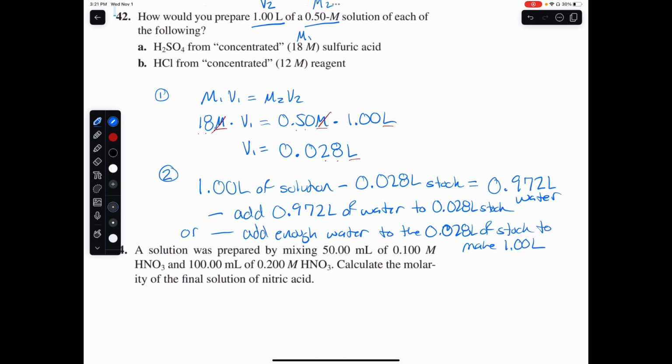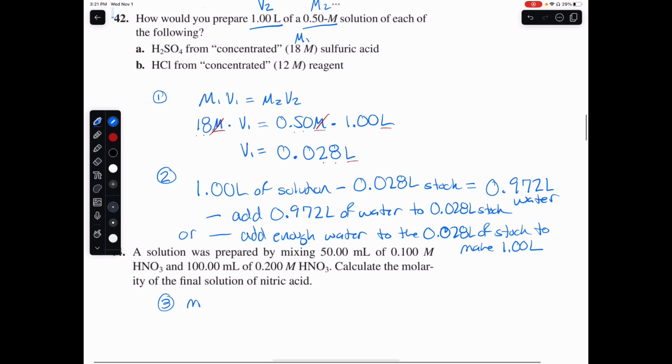Either one is fine for step 2 of the answer, but it's mandatory. And then step 3 would be to mix or stir. Because remember, the definition of a solution is homogeneous, right? So it's the same texture throughout. And so when you add the solute to the solvent, when you add extra water, make sure you stir it. That's a 3-part answer. Let's try one more.